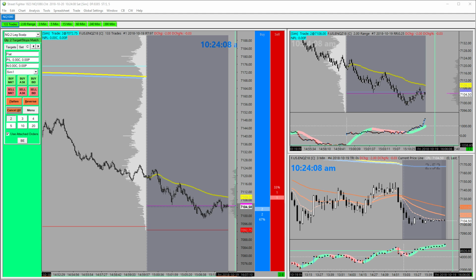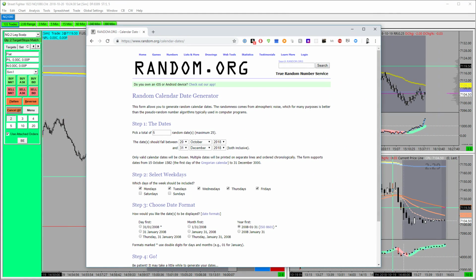Got my coffee ready and just need to figure out the date to trade. So I'm gonna head on over to random.org. Let's see, random calendar date generator. And also copy this link, put it up into index futures.